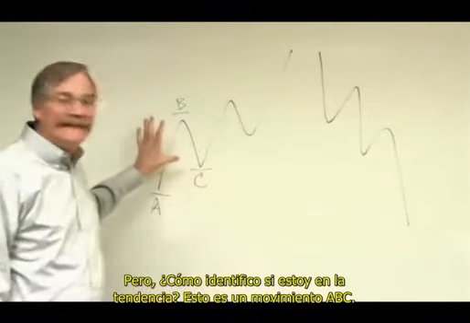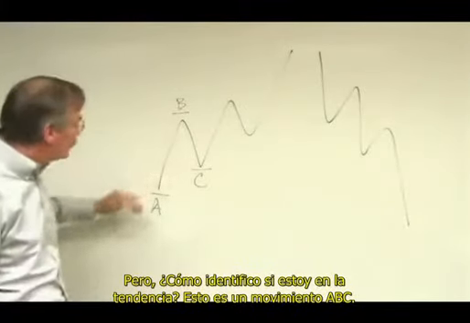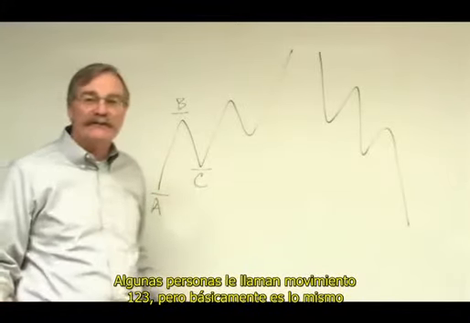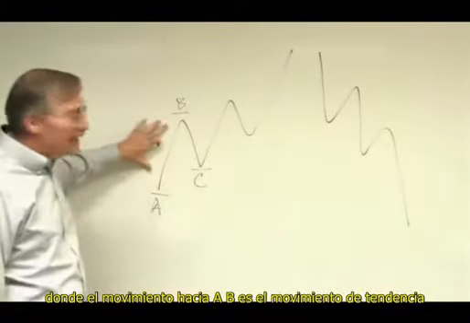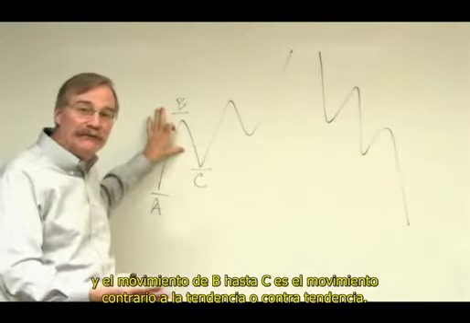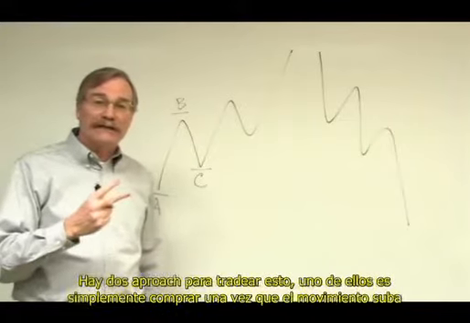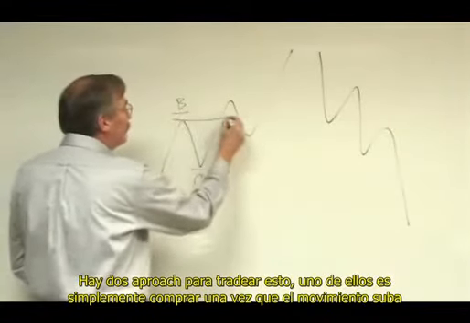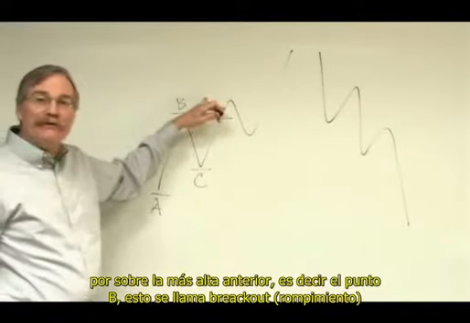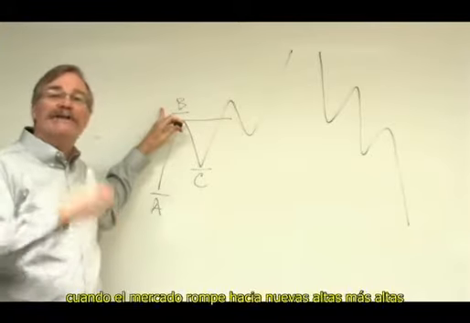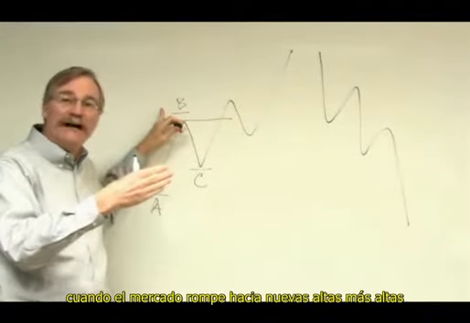But how do we identify getting into the trade? Now this is known as an ABC move. Some people call it a 1, 2, 3 move, but it's basically the same thing. From A to B is the trending move and B down to C is the move against the trend, or the counter-trend move. There's really two approaches to trading this. One of them is just to buy as the market moves up through the previous high, which is point B. This is called a breakout trade. Otherwise, the market breaks out up to new highs.